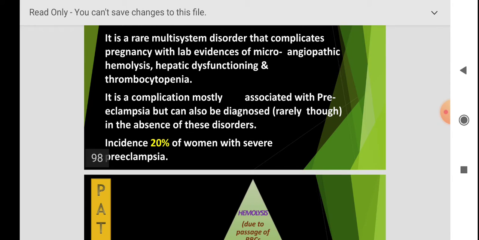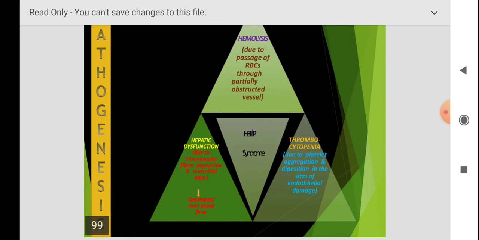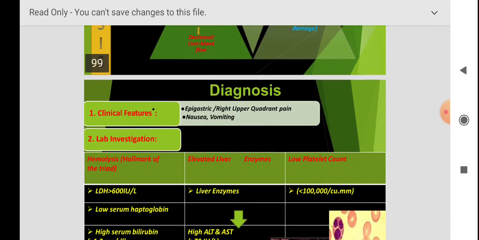It is a complication mostly associated with preeclampsia, but it can also be diagnosed rarely in the absence of these, and can sometimes be present without hypertension. The incidence is 20% of women with severe preeclampsia develop HELLP syndrome. The triad is hemolysis, low platelets, and elevated liver enzymes to more than twice the normal.